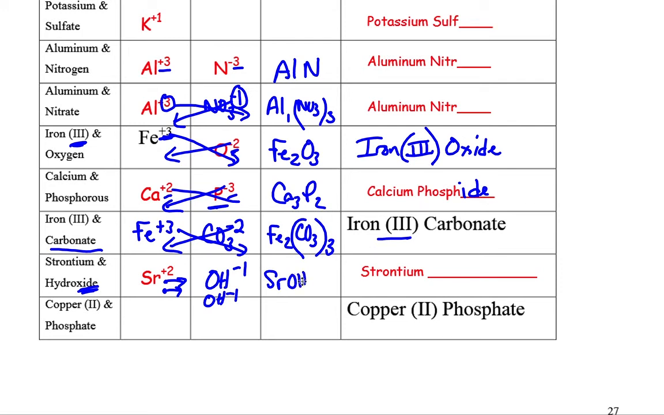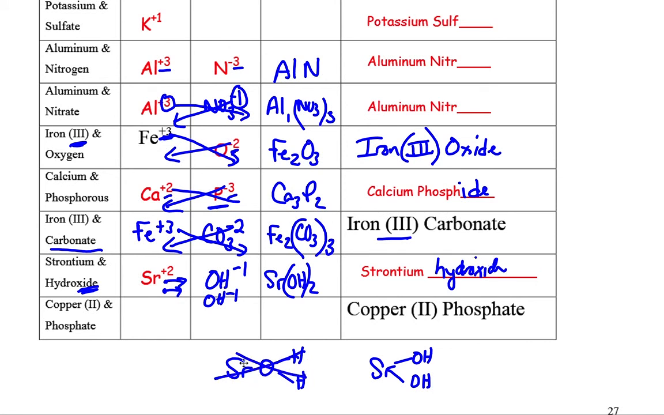If you wrote this, it would be wrong. Because this is saying there's 1 strontium, 1 oxygen, and 2 hydrogens. And that's not what we want to show. We want to show that 1 strontium is hooking up with 2 hydroxides. So you need to put hydroxide, the whole thing in parentheses, and then the 2. And this is strontium hydroxide.